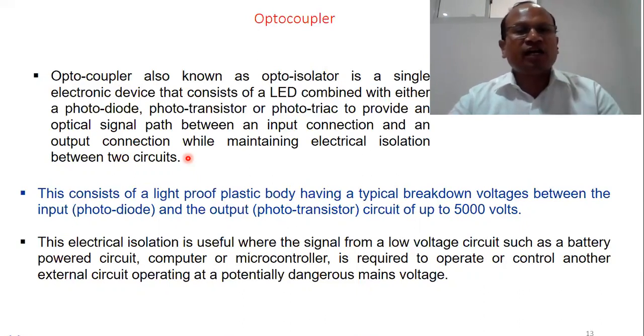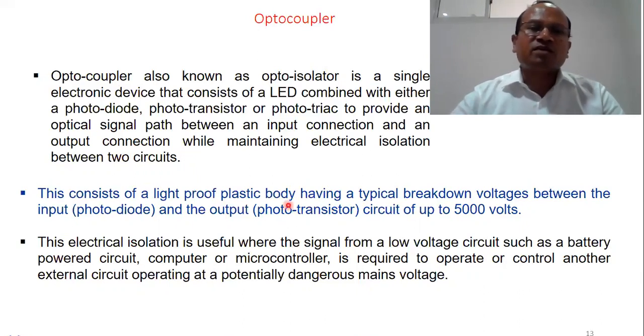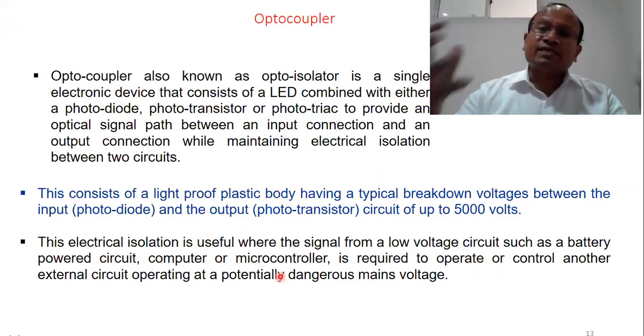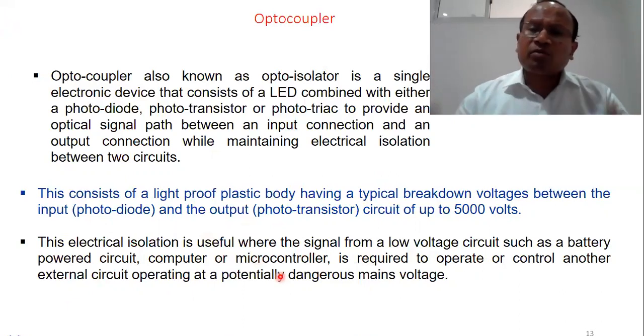Optocoupling is provided by an LED, in a light-proof plastic body having a typical breakdown voltage from some lower value up to 5000 volts. It depends on whether it is a photodiode or phototransistor. This electrical isolation is useful where the signal from a low voltage circuit, such as a battery powered circuit, computer or microcontroller, is required to operate or control another external circuit which requires a dangerous mains voltage level, a high amount of voltage.